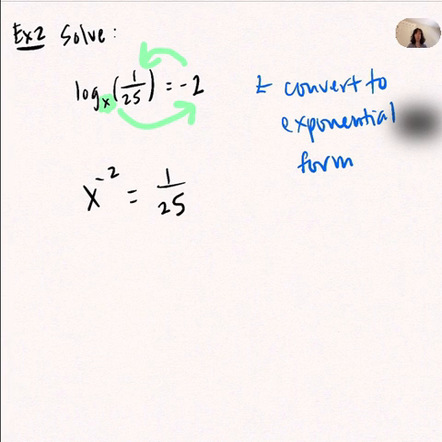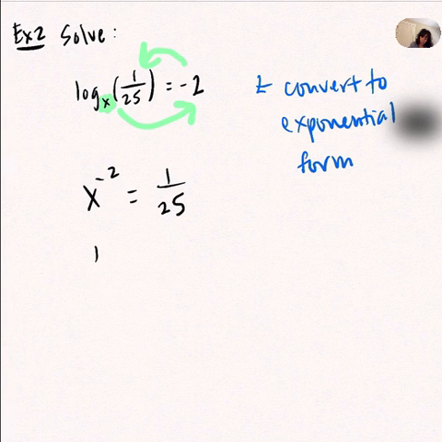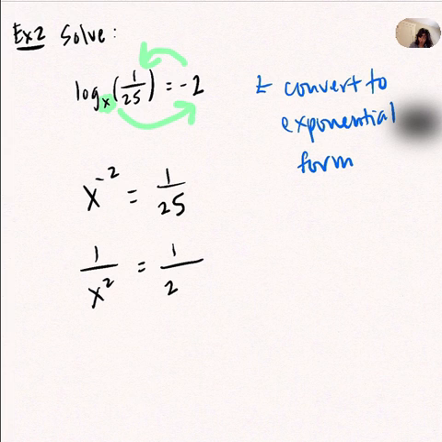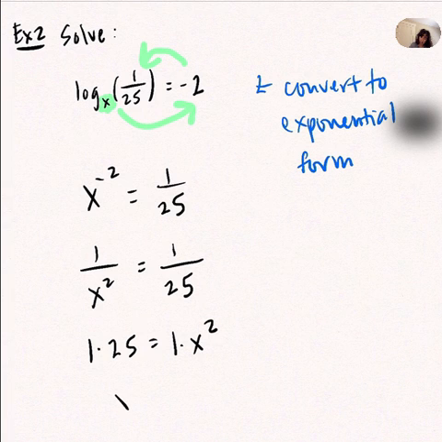Now this is a little trickier because for the last problem, we just had a variable by itself on one side and it equaled the answer. But this time we have x to the negative 2 equals 1 over 25, so we're going to have to do a little more work. Well, x to the negative 2 is the same as 1 over x squared. Okay. And at this point, you might see the answer, but if you don't, let's cross multiply. So we can do 1 times 25 equals 1 times x squared. And we end up getting x squared equals 25.